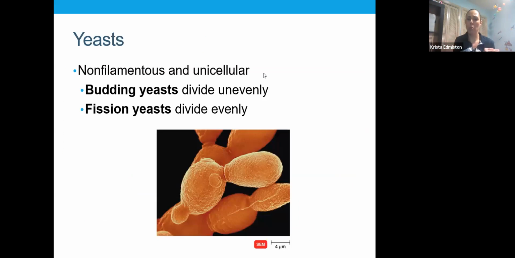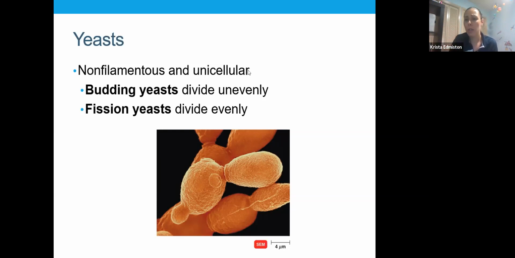Right, so those are the molds. The molds are hair-like, they make the hyphae, they come from spores, they're making the mycelia coming out from the spore cell. The yeast are not filamentous, meaning they don't have those hyphae, but they still are in the fungal group, they're still fungal cells.